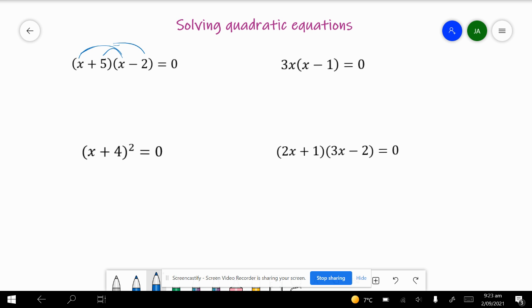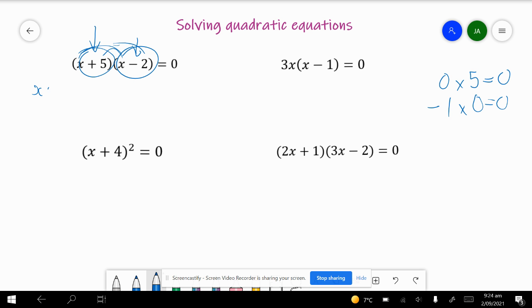Now here we could think of these two things multiplied together to get 0. If either of those things is equal to 0, then the whole thing will be 0. For example, if we had 0 times 5, that equals 0. Or we could have negative 1 times 0, which is equal to 0 as well. So if either the x plus 5 or the x minus 2 was equal to 0, the whole thing would be equal to 0. So in that case, we get two answers.